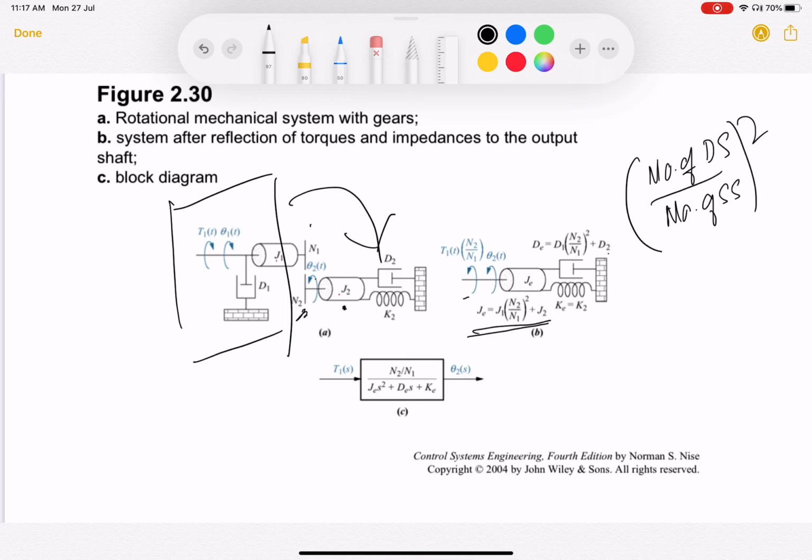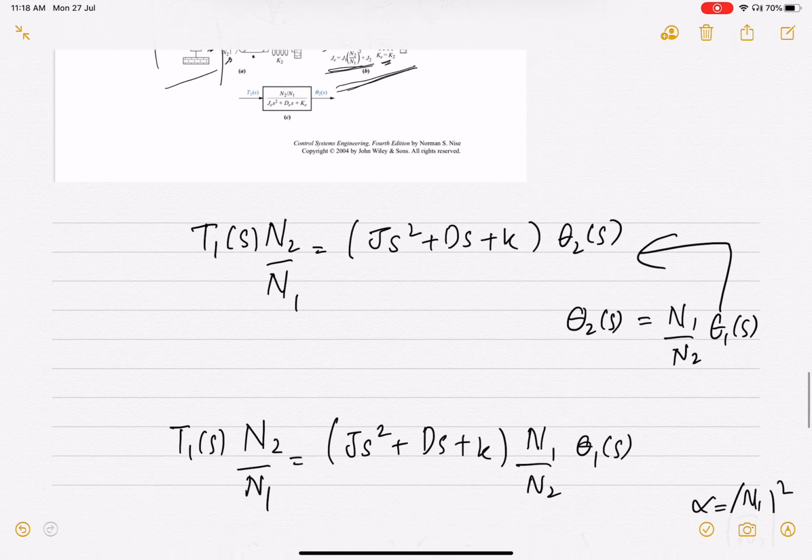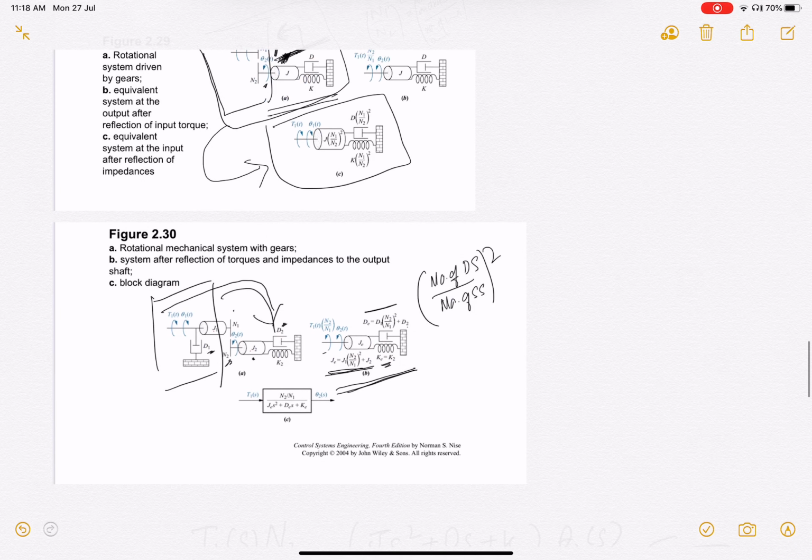So this is the equivalent moment of inertia. D1 gets multiplied by N2 by N1 whole square, and since D2 is here, it gets added to D2, and the other things remain the same. Similarly, you also have to shift the torque and the angular displacement and see what the nature is going to be. And once you have this diagram, it is very easy after this to write down the transfer function for a system like this. I hope from these two examples, it is clear what to do when you have a gear in the rotational mechanical system.